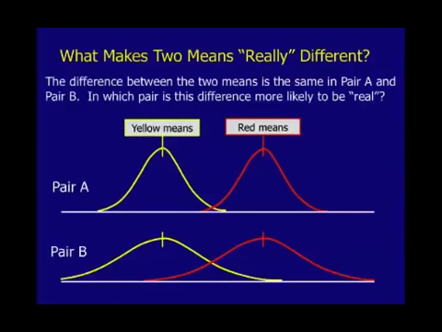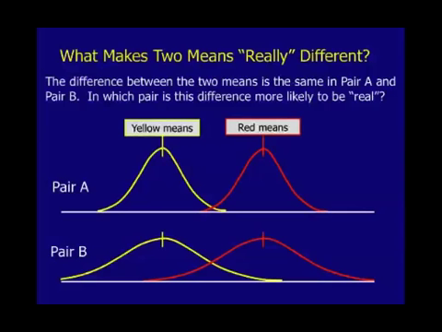This slide presents two different cases. Comparing two groups, we can call one group yellow and one group red. Notice that the two yellow means in pair A and pair B are the same, and the two red means in pair A and pair B are the same. So the difference between the yellow and the red means will be the same for pair A and pair B. Notice also, however, that the distribution of the two groups, the yellow group and the red group, is quite different in pair A from pair B.